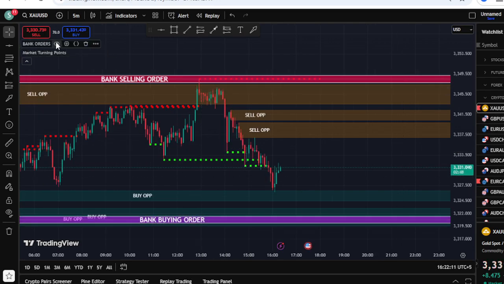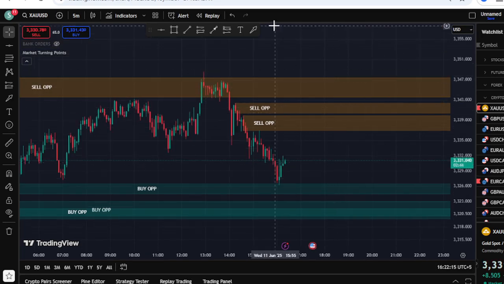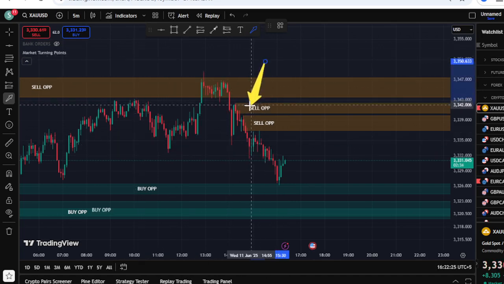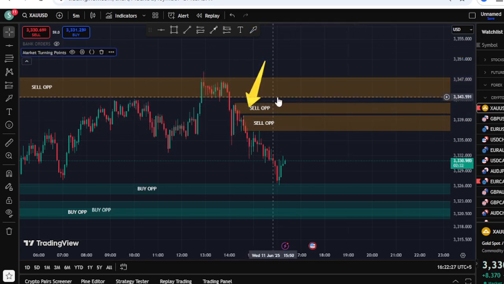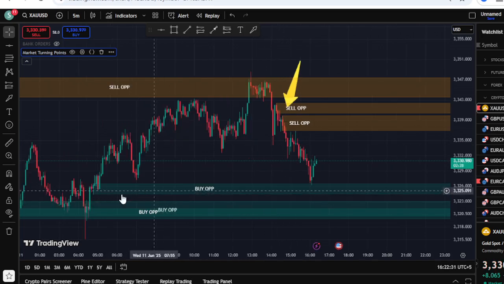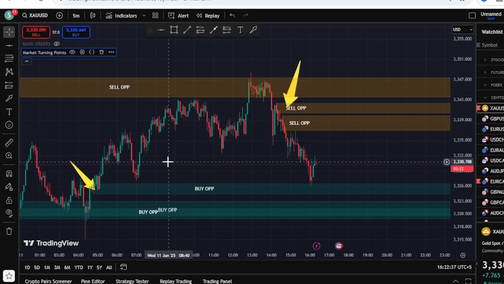Okay, so first of all, I'm going to review the market turning points indicator. About this indicator, this thing should come in your mind that this is a real time indicator. These are not static levels. For example, this is the sell opportunity that is created on gold 5 minute, and you can see a drop. Now this level was already here, but it was created when the market was here in real time. So this indicator works in real time.